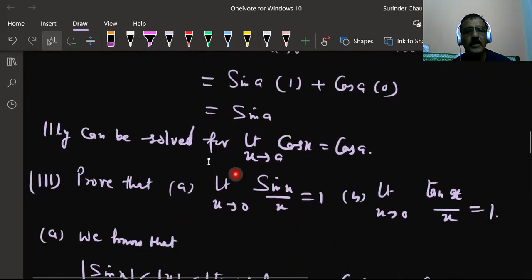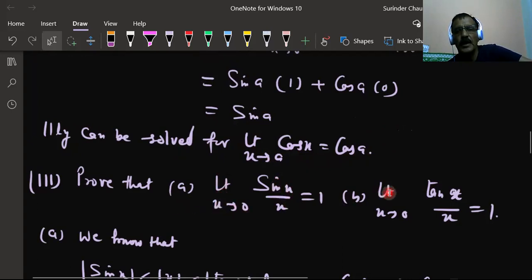Similarly, you can prove that the limit as x approaches a of cos x is equal to cos a. The same substitution as we did for the limit as x approaches a of sin x: we make the substitution x is equal to a plus h, as x approaches a, h approaches 0. Prove this yourself.